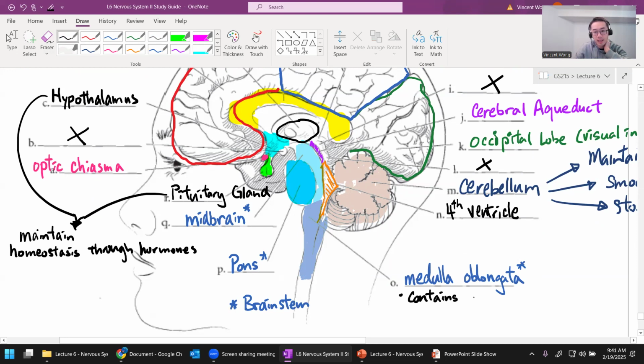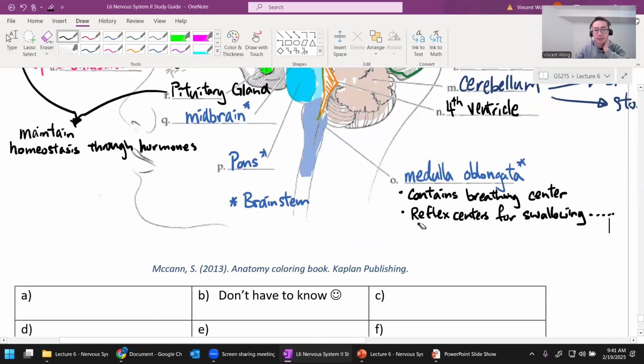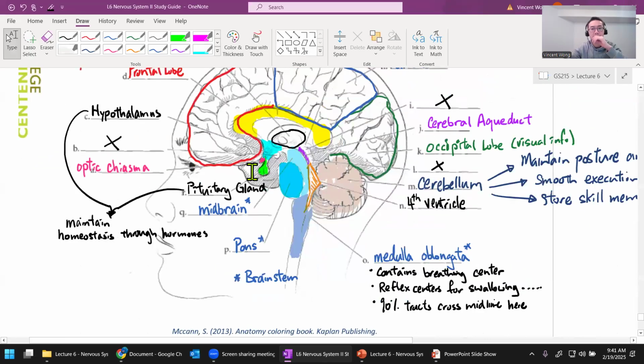Medulla oblongata contains the breathing center, reflex centers, for swallowing, coughing, right? Vomiting. And then 90% of the tracts will cross the midline here. Okay.